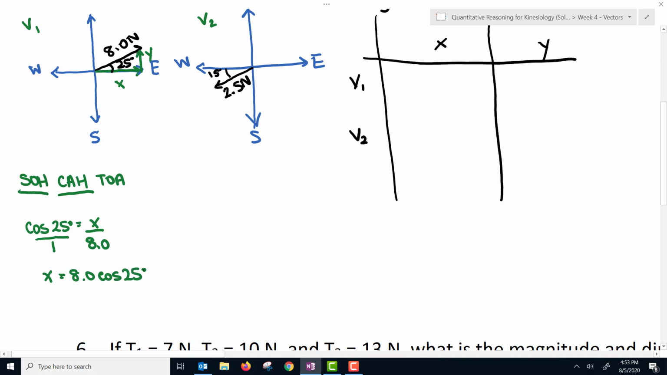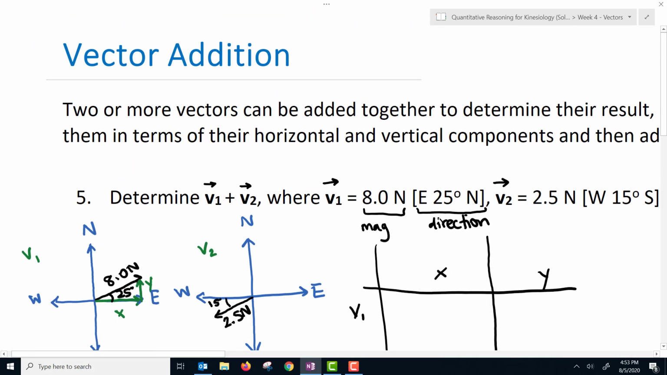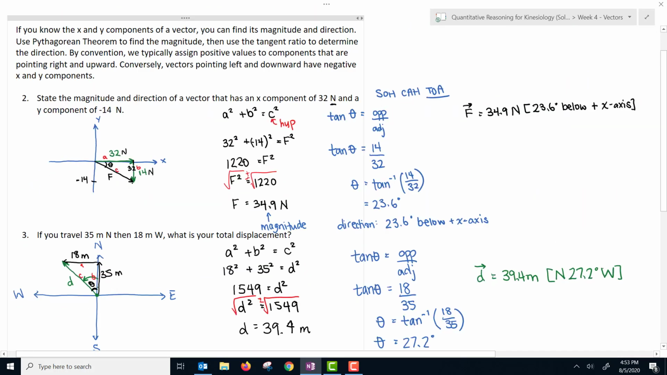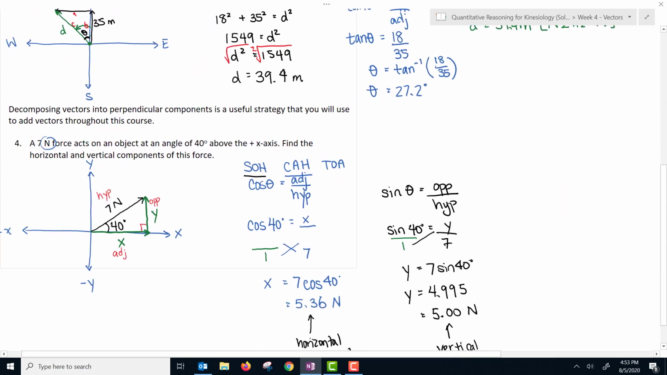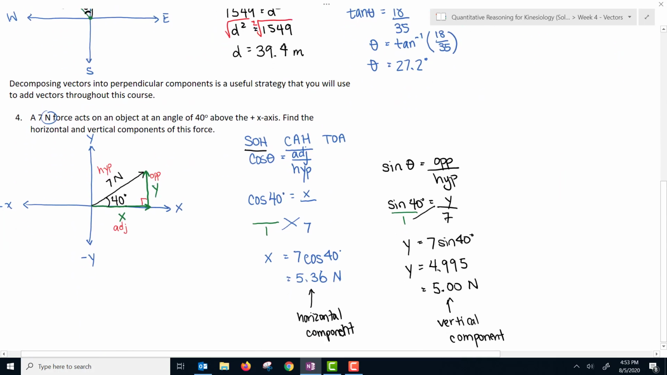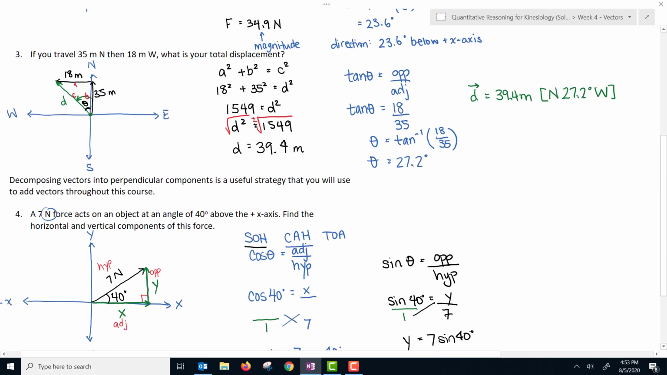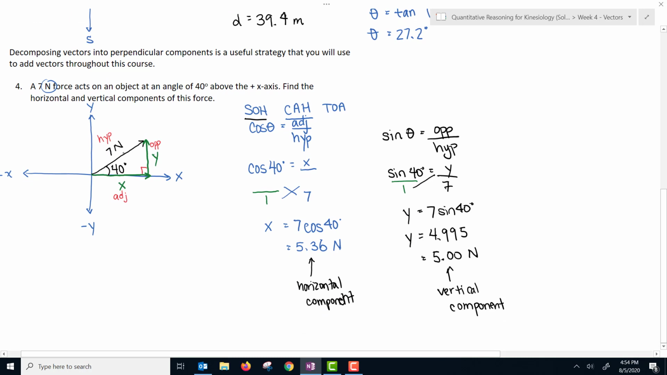Notice we don't need to go through these steps every single time we do this question. We'll start to see a pattern. Let's look at the previous question, number 4. When we were looking for the adjacent side, which was x in that case, we did 7 cos 40. Do you see here? 7 cos 40. When we looked for the opposite side, which was y, we did 7 sine 40.